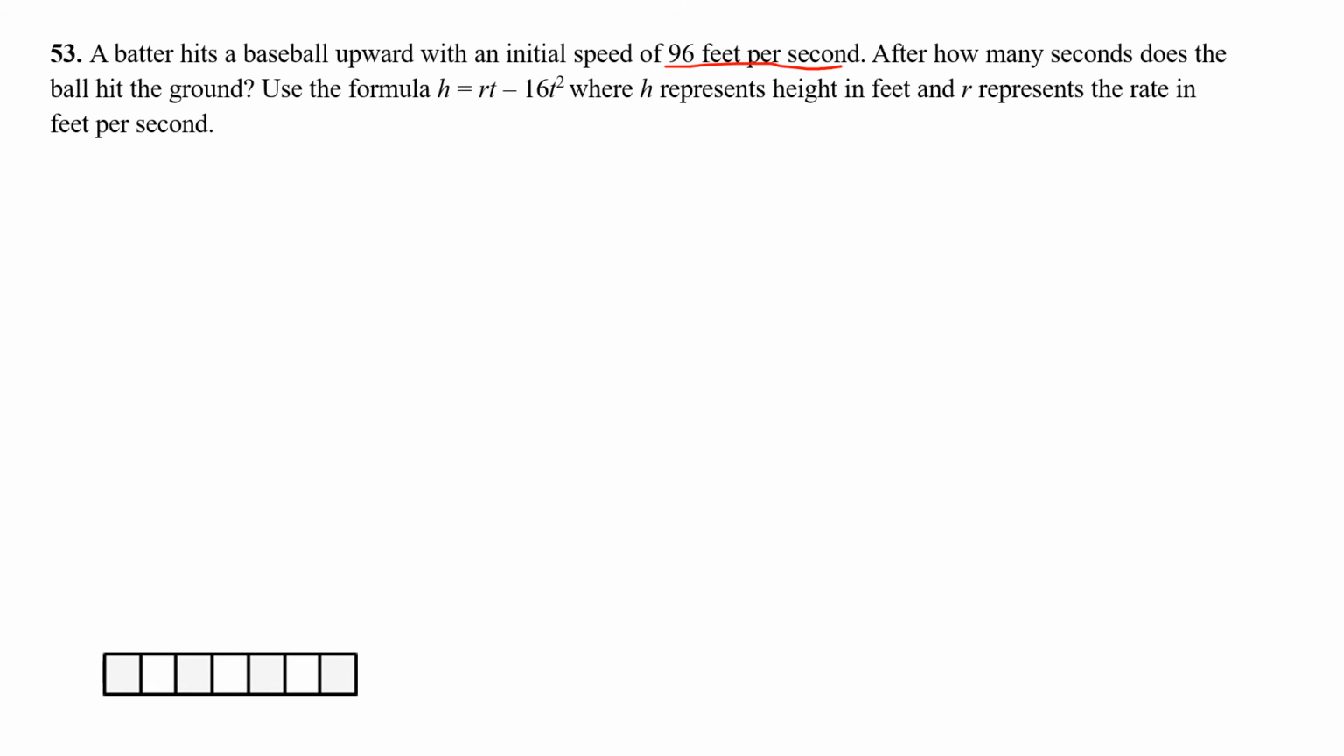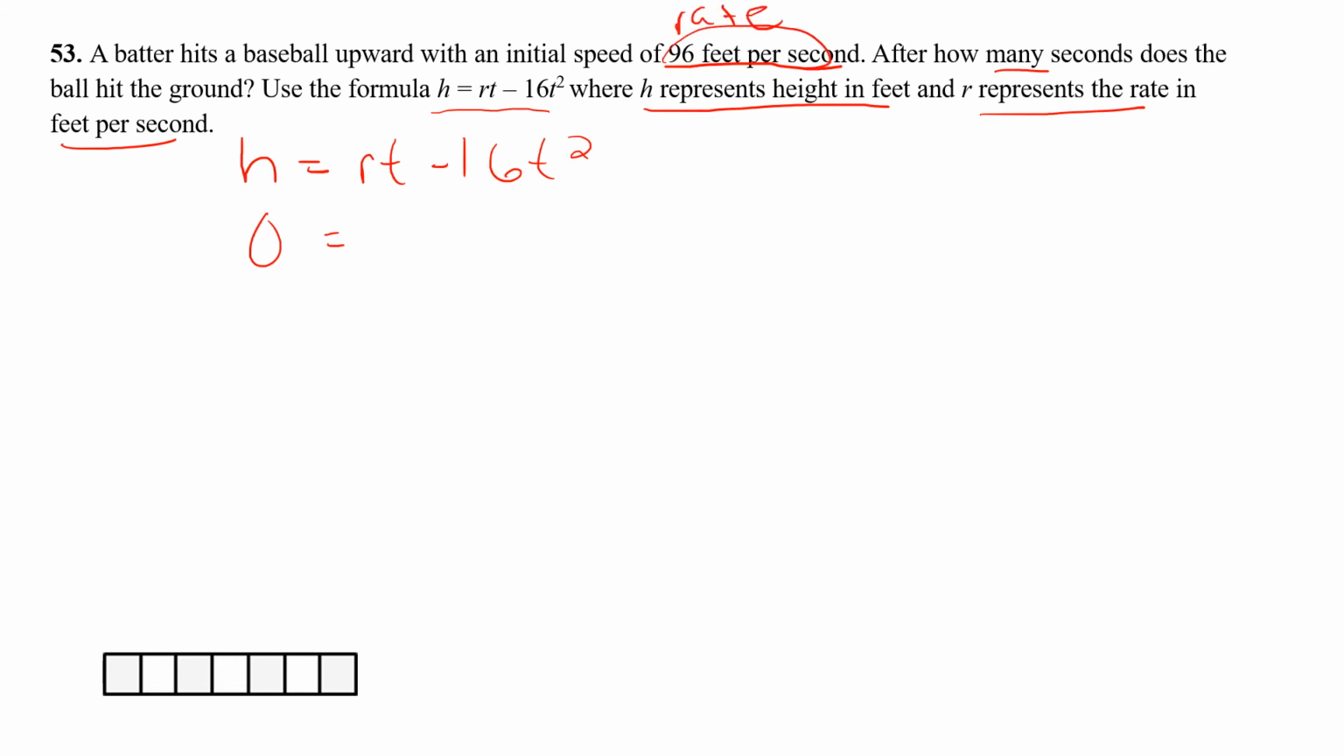Use the formula h is equal to rt minus 16t squared, where h represents the height in feet and r represents the rate in feet per second. So again, I'm just going to rewrite this problem here. All right, and let's fill in what we need. It says again how many seconds, so we're going to solve for time. Initial height would be 0. My rate is 96 feet per second, so I'm going to plug that in for r.